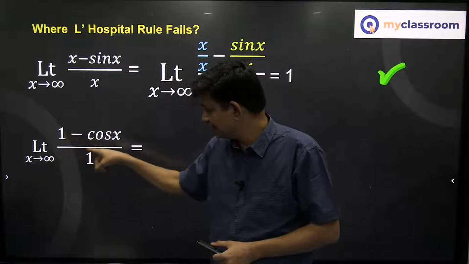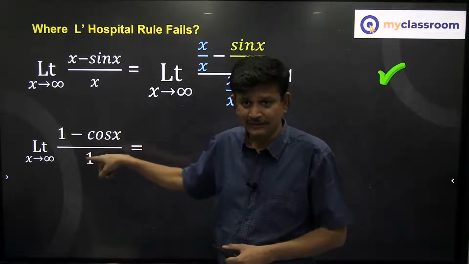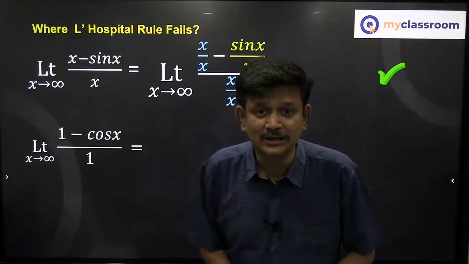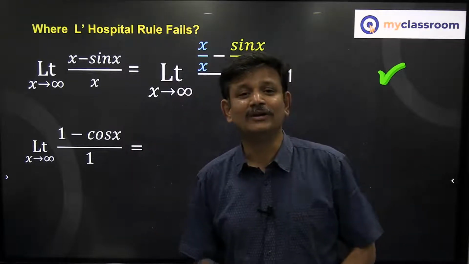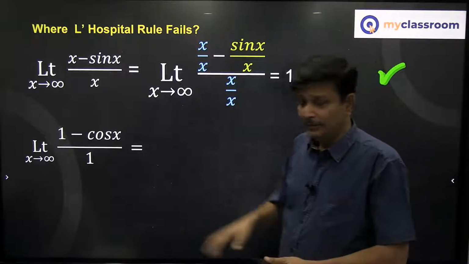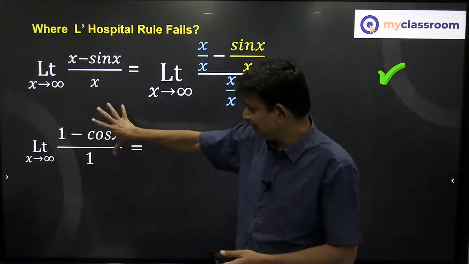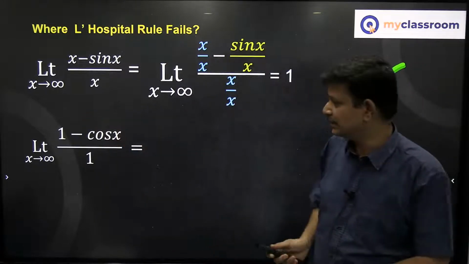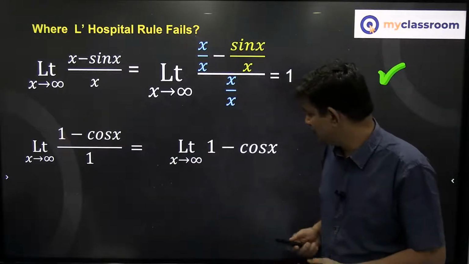As x tends to infinity, this part is very clear, 1 and 1. But as x tends to infinity, cos x, what can we say about it? It will lie between minus 1 and 1. Other than that, we cannot conclude anything. So this part is clear, but cos x, I have an ambiguity. It only lies between minus 1 and 1 is what I can say. So the limit does not exist.